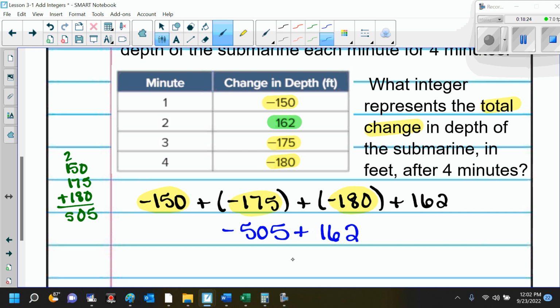162. So now I have a positive plus a negative. What do I do with those digits? You subtract. So we have 505 minus 162. So remember, when you have different signs here, you subtract the digits, and then take the sign of the bigger digit, okay? So when I subtract 505 minus 162, that's going to give me 343. And because 505 is bigger than 162, my answer is going to be negative. So this is going to be negative 343 feet.